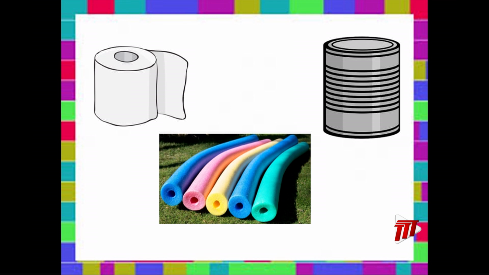What about a roll of tissue, a toilet paper roll? A can or a tin. Some of us call it a tin or a can of peas, a tin of peas. It's the same thing. The shape is a cylinder. Or a noodle. I know we are all excited to go back to the beach and to swim. We need a noodle to keep us afloat.